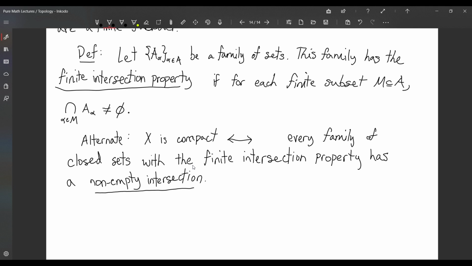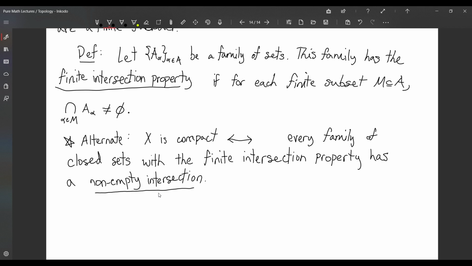Because it's only saying what happens when we take intersections of finitely many sets, right? This is saying what happens when we take the intersection of every set in the family. In many cases, that would be empty, but compactness guarantees that if the family consists of closed sets and it has the finite intersection property, then we are going to obtain a non-empty intersection. And so this is an important theorem that you should prove, right?